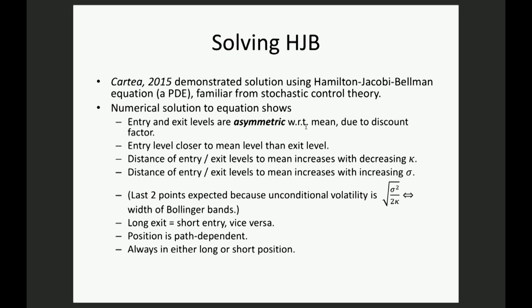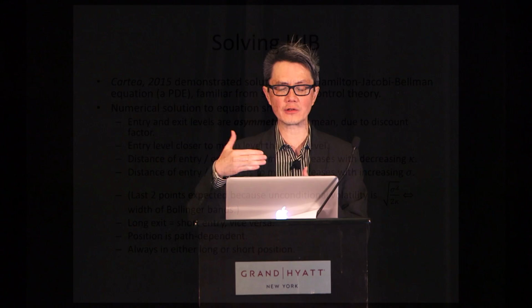That's eminently intuitive, right? Because in the limit of no mean reversion, you should never enter. You should wait forever before you enter. On the other hand, if there's a very high rate of mean reversion, you better enter into this asset very soon, right after it deviates a little bit from the mean, because very soon it will mean revert. If the rate of mean reversion is high, you need to be in a hurry to get in. And then also, the distance of the entry and exit levels to the mean also increases with increasing conditional volatility. That's also reasonable.